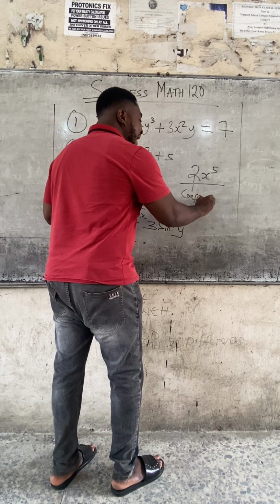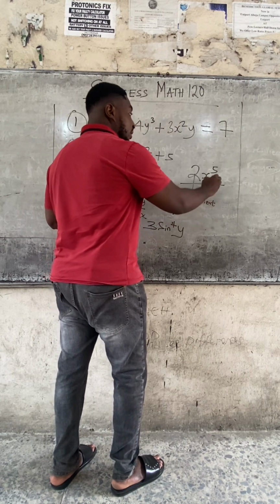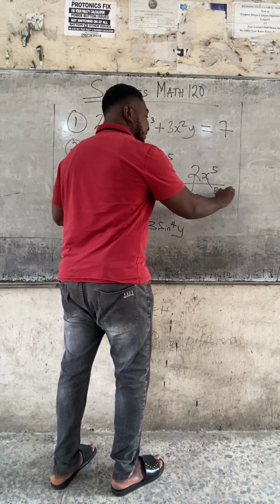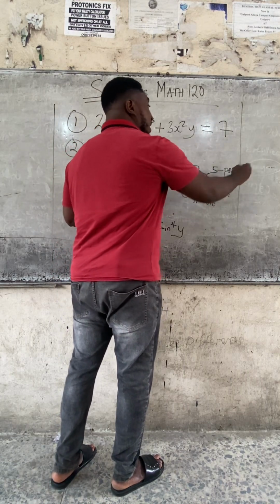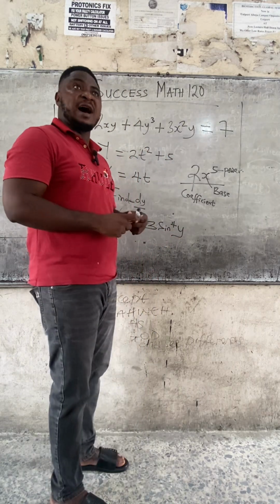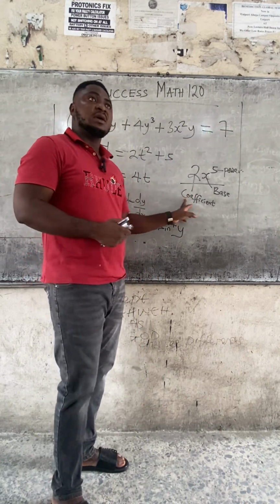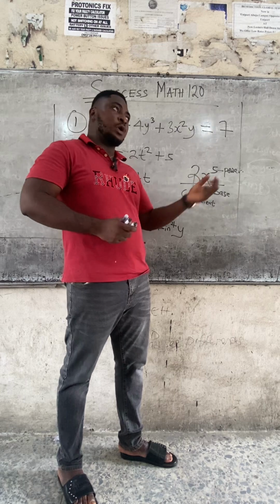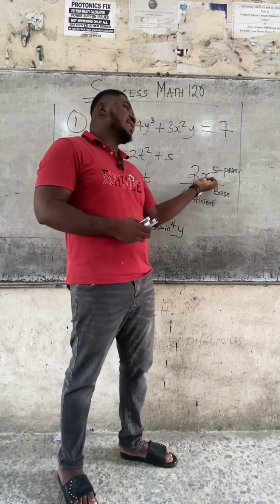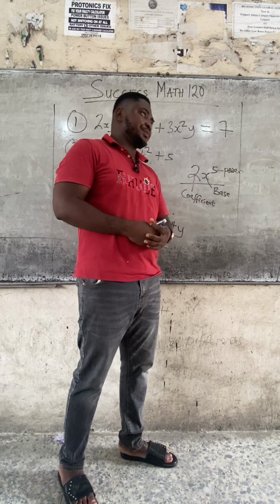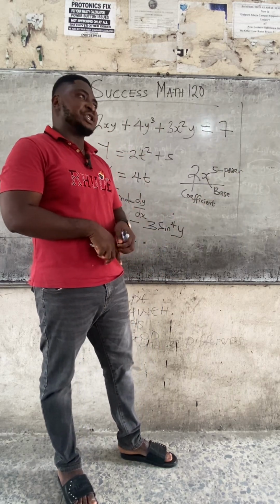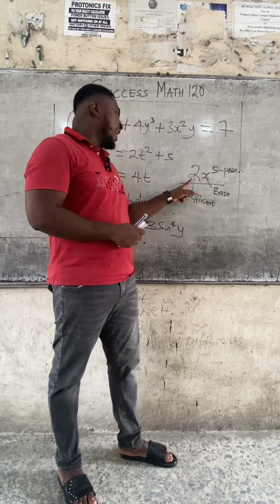Your coefficient is the number before x. X is called your base, and 5 is your power. Anytime you want to differentiate, you have coefficients. The number that comes before x is called your coefficient. X is called your base. And 5 is called your power. So when you want to differentiate, you have to multiply coefficient and power.